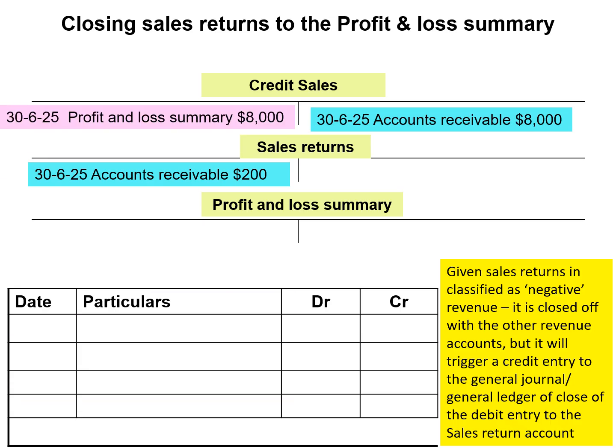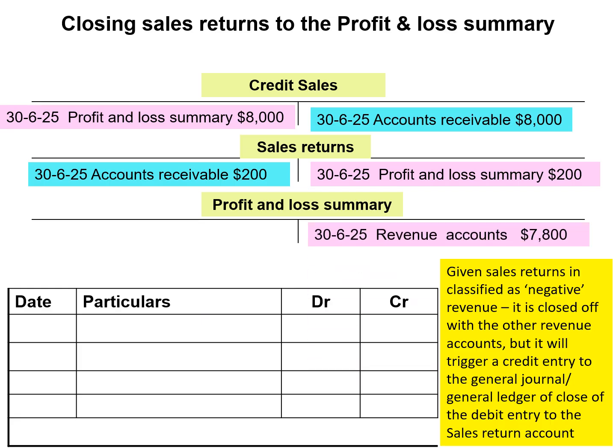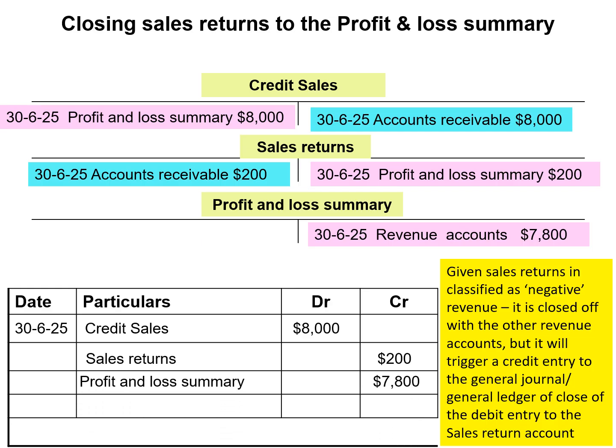So debit entry to our trading revenue, credit sales, a credit entry to the P&L summary for our sales returns. Work out your net sales, 8K minus 200, and therefore we're going to close that total 7,800 to our P&L summary. So in your GJ, a debit to your trading revenue, a credit to your sales returns, negative revenue, and therefore we need a 7,800 credit entry to our summary account.